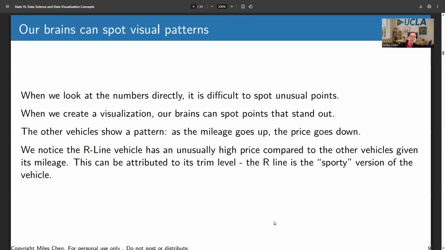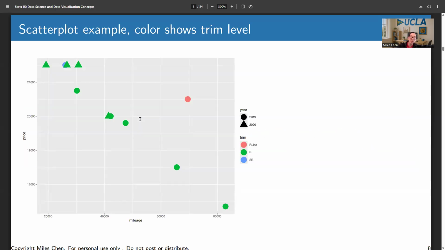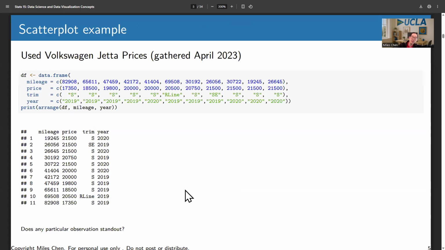This allows us to pick out some of these unusual points, right? When we create a visualization, our brains are able to spot points that stand out. It would be a lot harder to pick out the unusual point just from looking at the numbers. If you studied them very carefully, you might be able to pick it out and say, oh yeah, this one is a little bit different from everything else. But how different it is is difficult to spot.